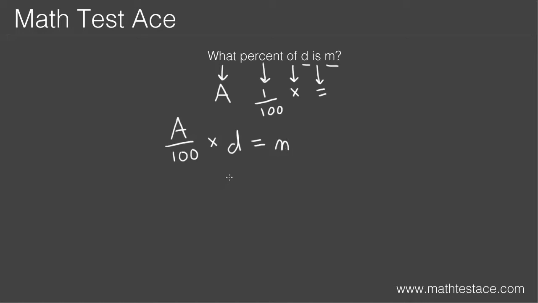Since we're solving for A, the answer to our question, we need to multiply both sides by 100. So A over 100 times D is just A times D. And if we are multiplying the left side by 100, then we need to multiply the right side by 100.